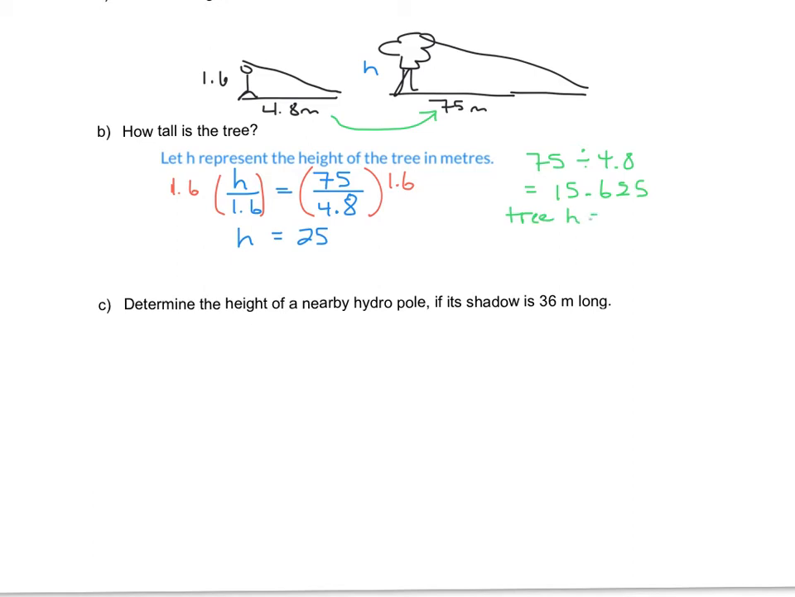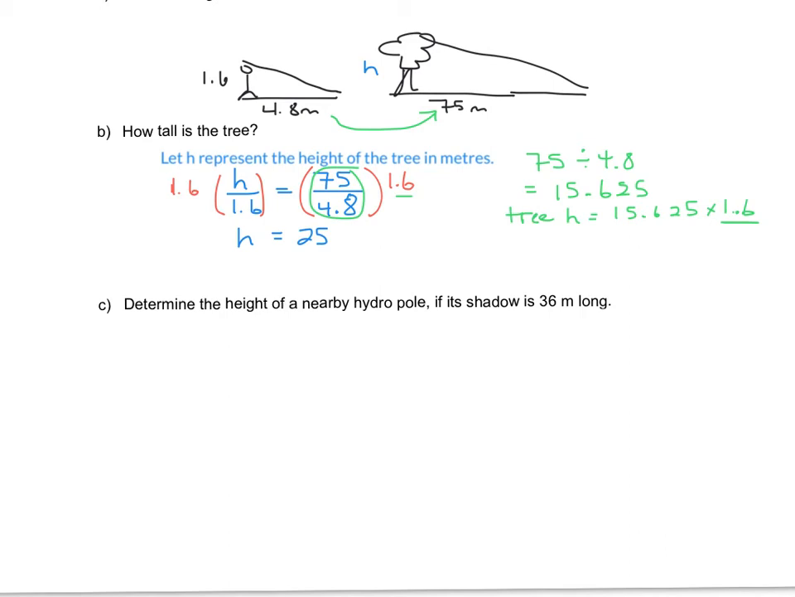So the tree height h would equal 15.625 multiplied by 1.6. But that essentially is what we're doing here. Notice that the calculation here is the 75 divided by the 4.8, and then we're just multiplying that answer by the 1.6, just like we did there. So both do exactly the same thing, it's just one is doing it in two steps, the other is setting it up just as a proportion. All right, so we need to finish that up with the therefore statement.